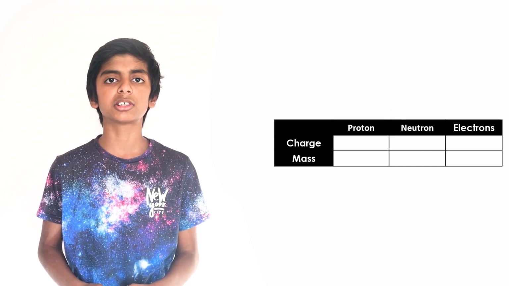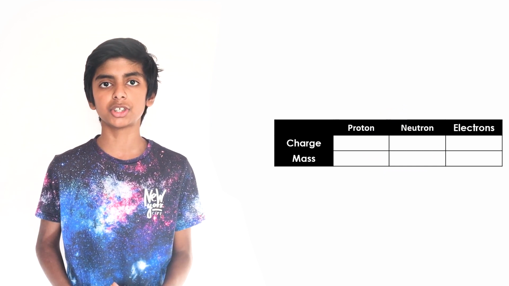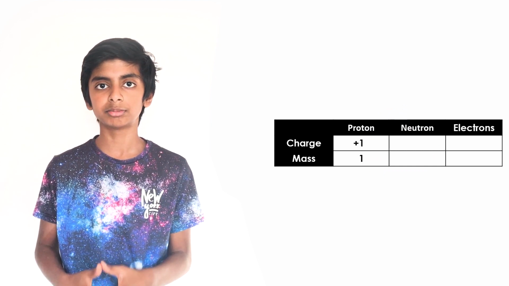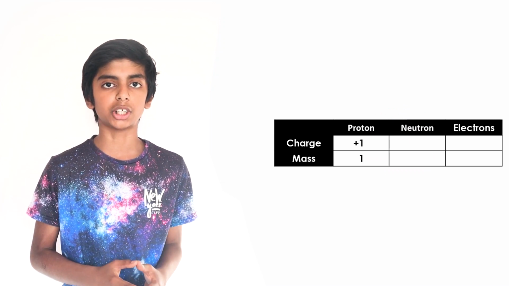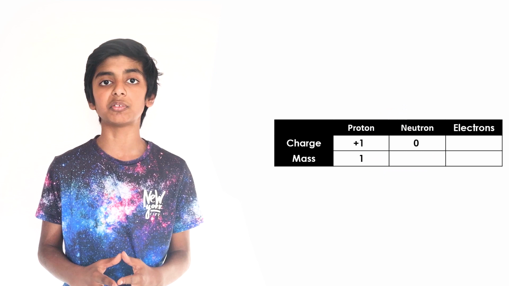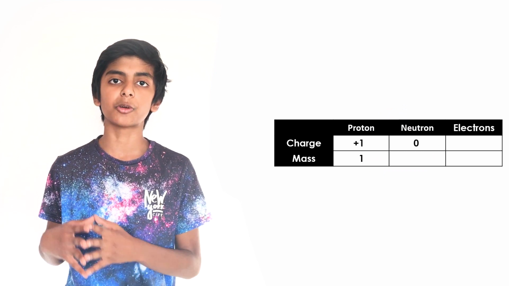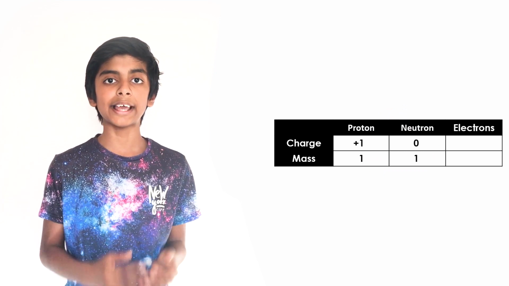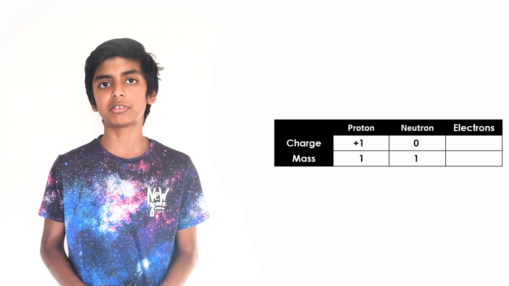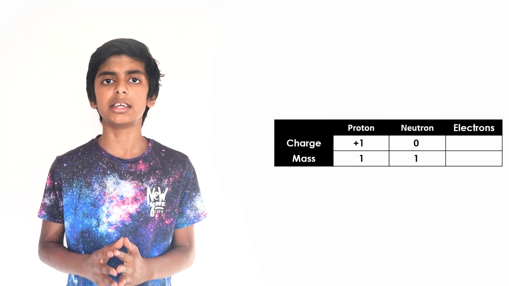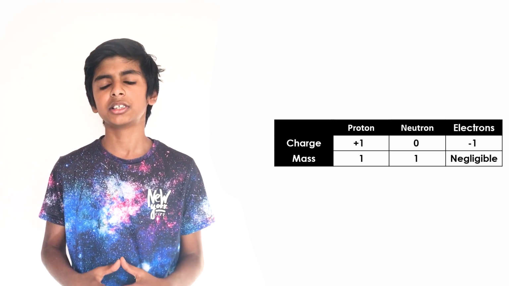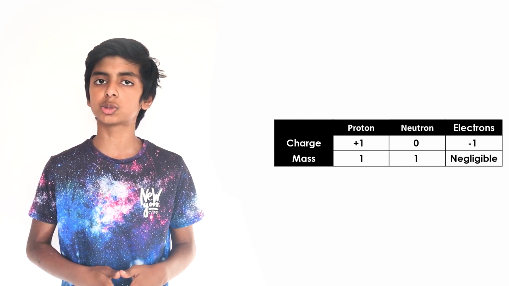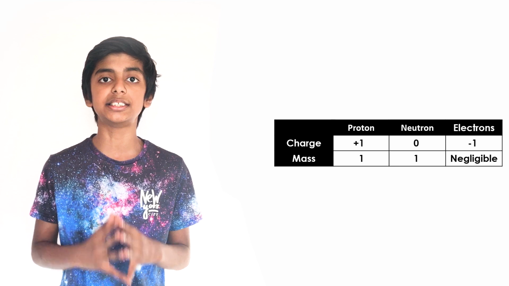Protons are particles with a positive charge and a mass of 1. Neutrons are particles with a neutral charge, which means they do not have a charge, and also have a mass of 1. The electrons, which orbit around the nucleus, have a negative charge and a negligible mass. This means their mass is too small and can be counted as 0.